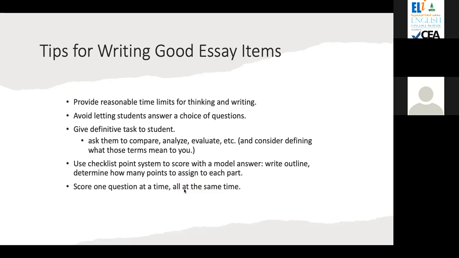Score one question at a time, all at the same time. Now, this is for the grading point, when we are going to grade those responses. It means that if there are multiple questions that students have attempted, then it's better to score one question at a time so that we can see on a linear scale how the response is coming up, and how we can compare and contrast the responses from one student to another. So this is related to grading.